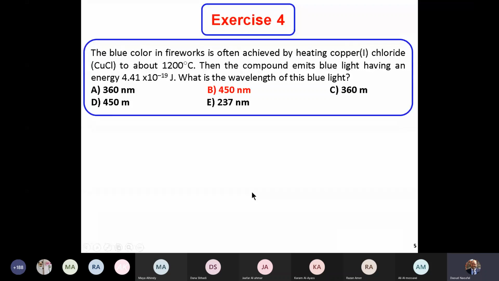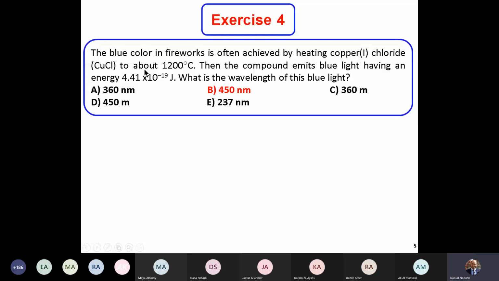We pass to exercise 4. The blue color in fireworks is obtained by heating copper chloride, CuCl, to about 1200 degrees Celsius. Then the compound emits blue light having energy 4.41 times 10 to the minus 19 joule. What is lambda? This is the inverse of exercise 3.